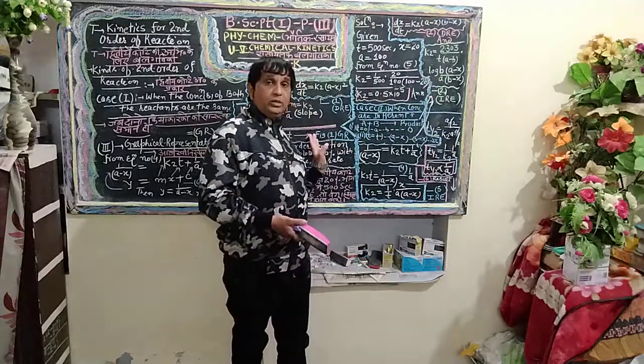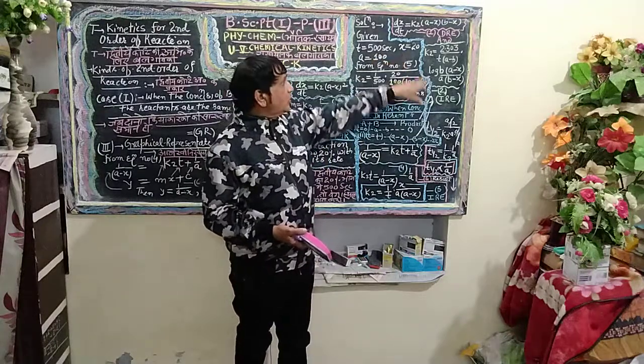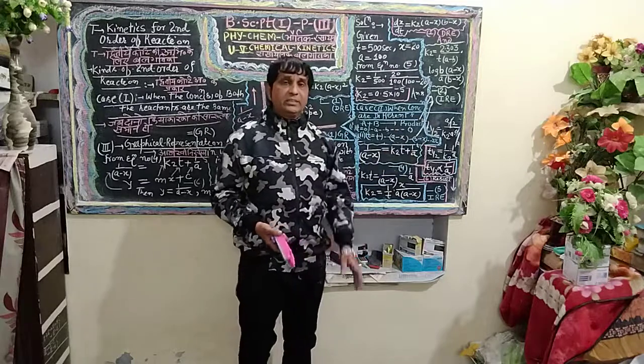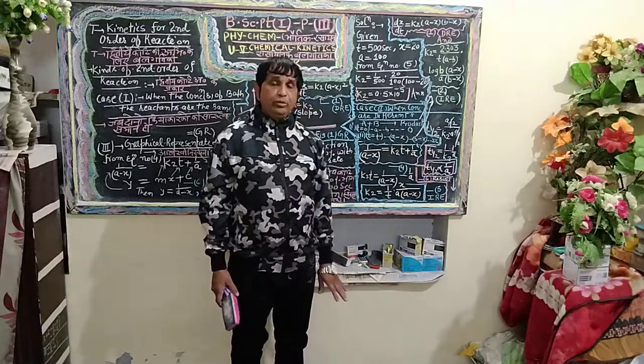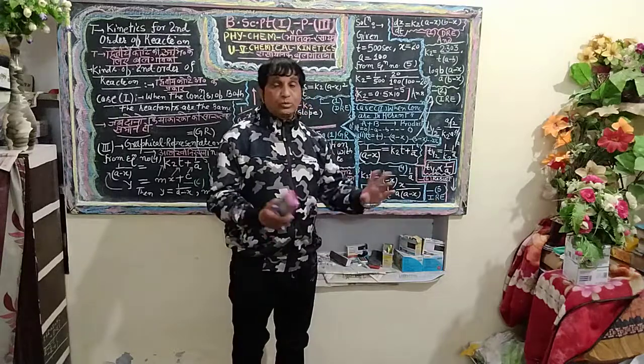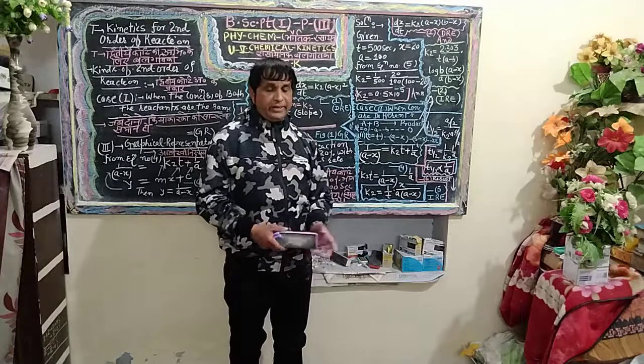Now we choose the given quantities: t is equal to 500 seconds, x is equal to 20, and a is the initial concentration, 100. All these quantities we put into equation number 5 and on solving, k2 is equal to 0.5 into 10 to the power minus 5.